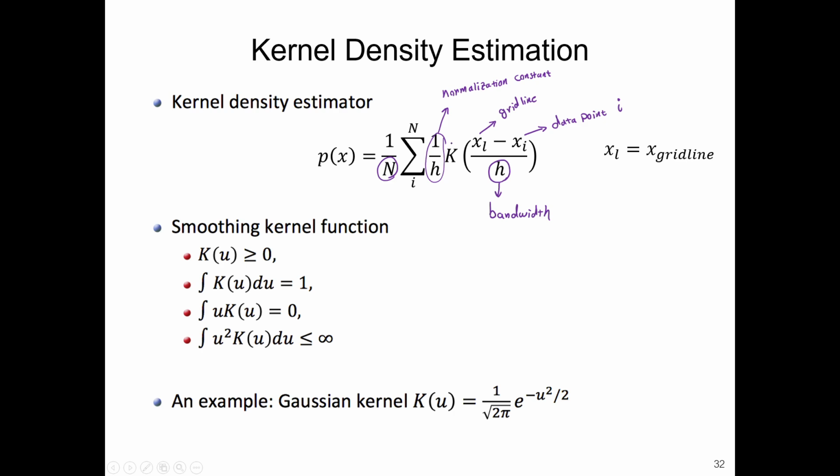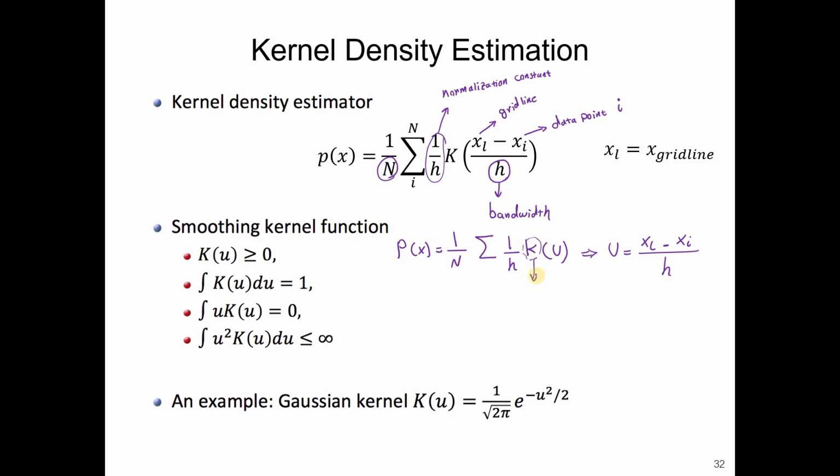Okay. In practice, people write this P of x in this way: 1 over n, sigma, 1 over h, K of u. So u is equal to what then? u is equal to x minus x sub i, divided by h. Okay. So this K is a function.